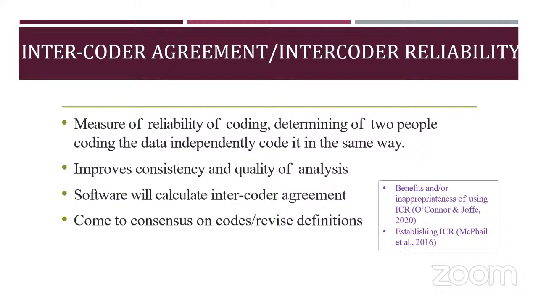Here, for intercoder agreement or intercoder reliability, it is not necessary to engage more than one coder. But if we want to involve more than one coder just to increase the reliability of the data, then we may measure the reliability of coding, determining whether two people coding the data independently code it in the same way.